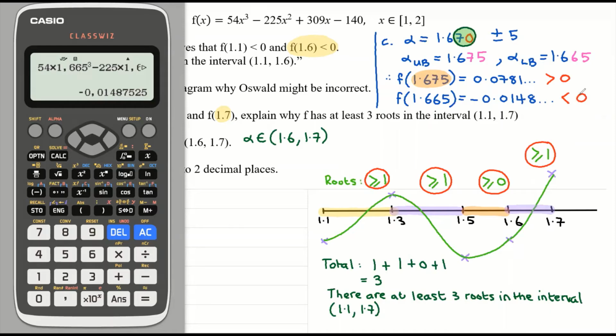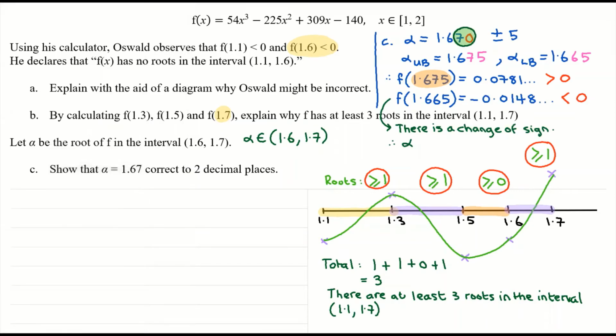We know that there's a root, and I'll explain why. f is continuous, we know that. So from this, there is a change of sign. Therefore, alpha equals 1.67 is correct to 2 decimal places. And I apologize for running out of room there, trying to squeeze it in.